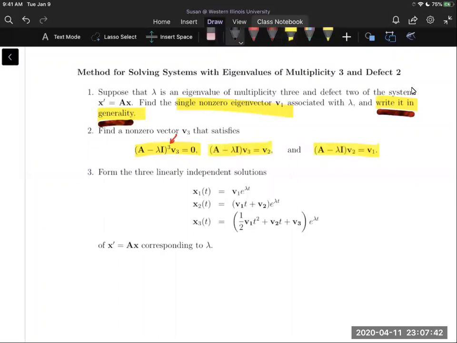And again, it's always a nice checkpoint to make sure that the v1 that you obtain is of the general form that you had found before. If it's not, you need to reassess, because perhaps you made a mistake. And then from here, we get 3 linearly independent solutions. Again, this first one is the same as before. x2 looks like our previous case, and then we have this new term of one half v1 t squared, and then a linear combination of the others to form our third solution.